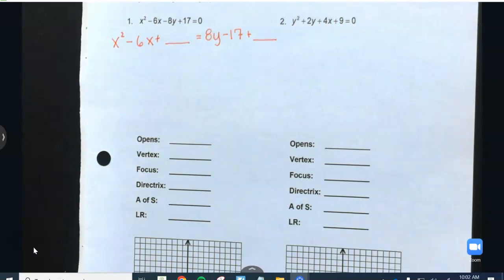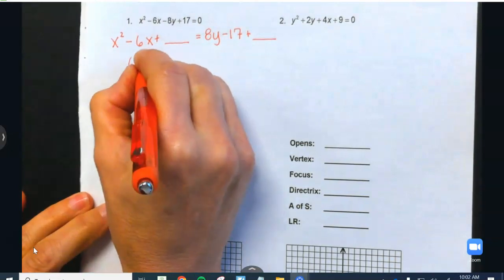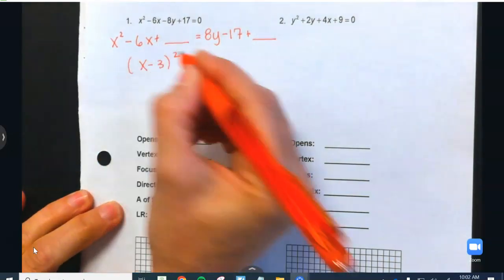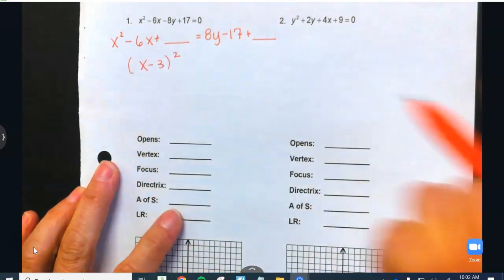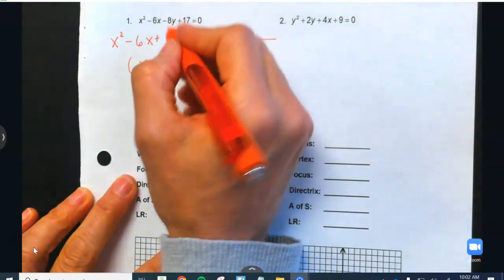Okay, so what's half of negative 6 again? Yeah, that's going to go in parentheses. So x minus 3, close it, square it. What's negative 3 times negative 3? That's what goes on the blanks. That's it.